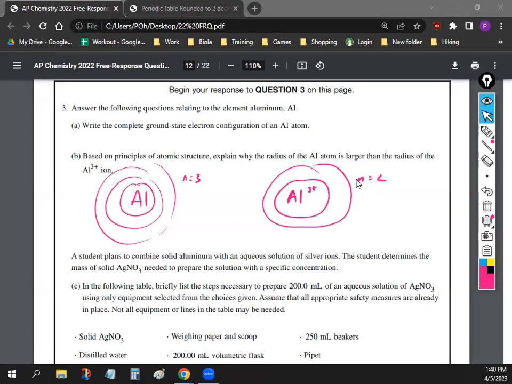I would specify though that since it empties, aluminum's ion has 2 shells. And so yeah, you might want to specify that just to talk about the occupied one. But yeah, that should be fine.